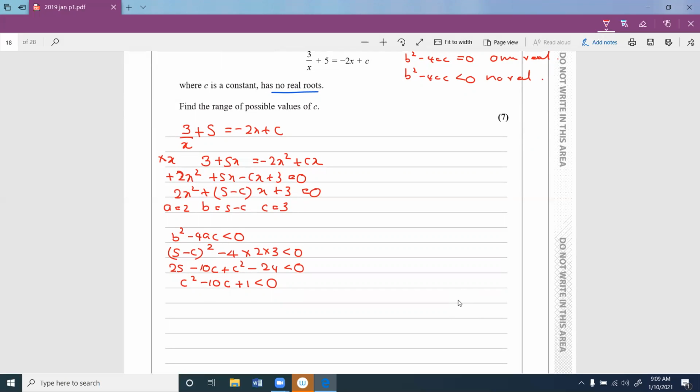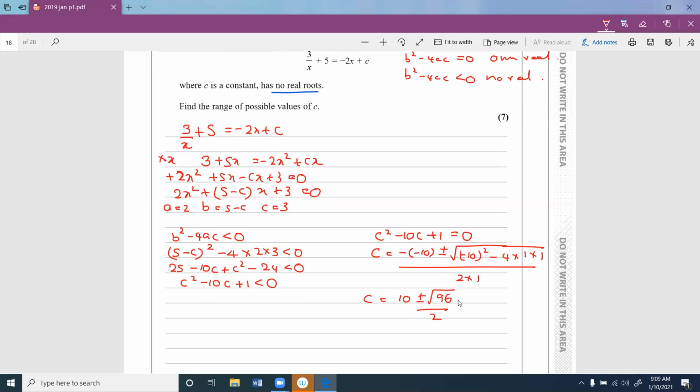Okay. Then initially, if you want to solve this quadratic inequality, you have to solve this quadratic equation and get the solutions. Equals 0 and get this answer. c equals minus b, which is minus minus 10, plus or minus the square root of b squared, minus 10 whole squared, put a bracket over here, minus 4, a is 1, c is 1, divided by 2a, 2 into 1. So c becomes 10 plus or minus square root of 100 minus 4, which is 96, divided by 2.